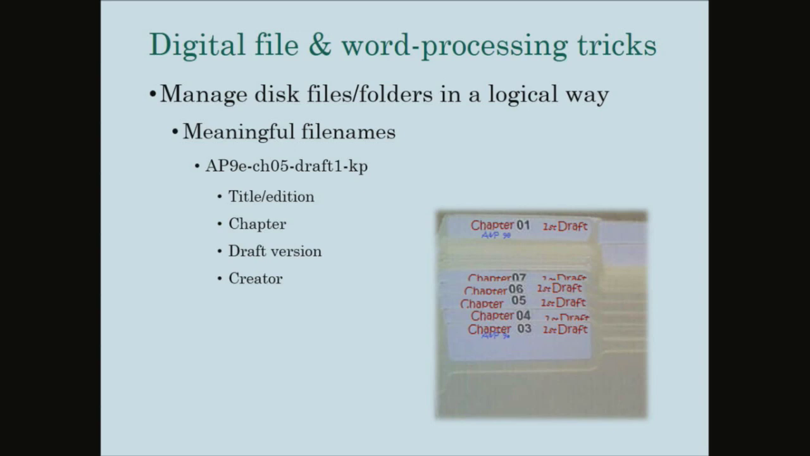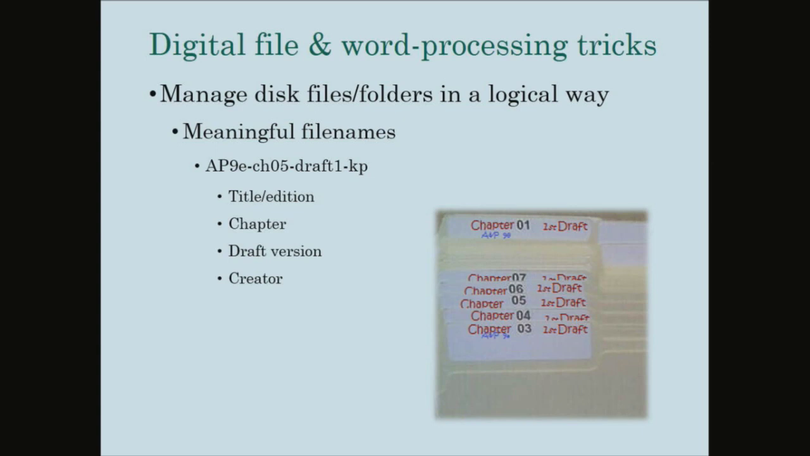And then I put which draft it is. So in this example, it's draft 1, obviously. Or I could put draft 2 or whatever, or I could put download or original or something like that if I want to keep it as an archive. Like, okay, I made these changes, but what was in the original again? I can go back and look at that. And then I put my initials at the end, KP for Kevin Patton.